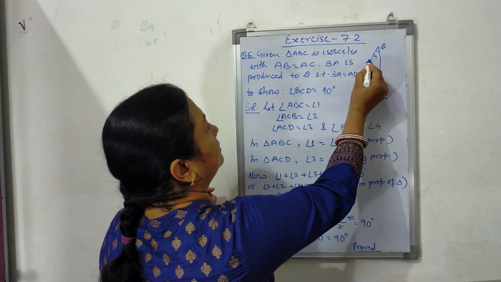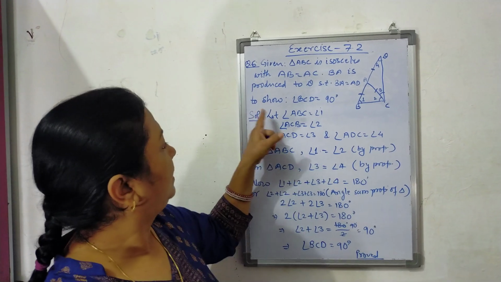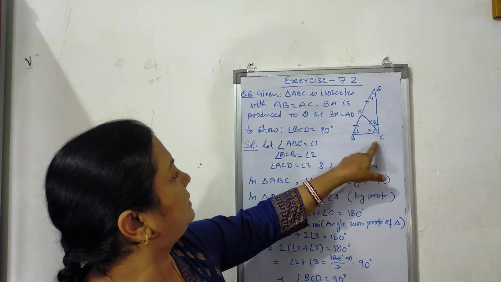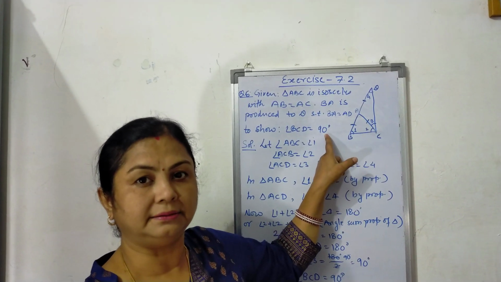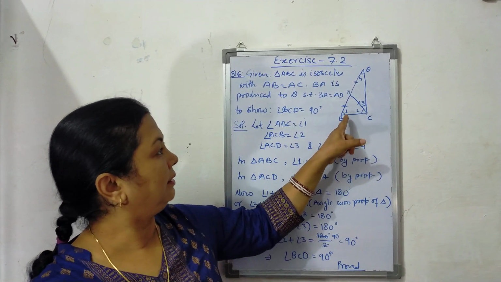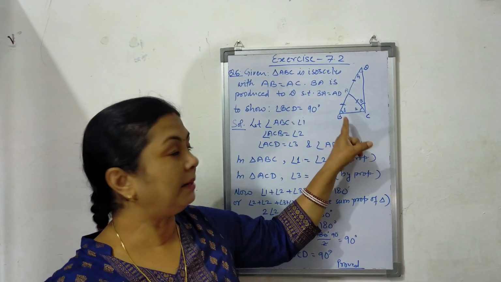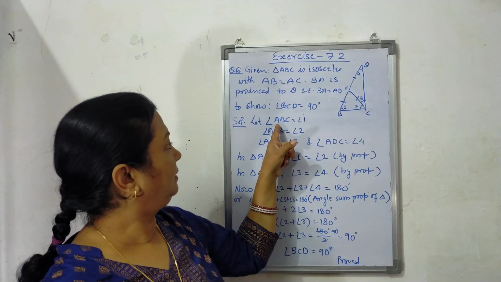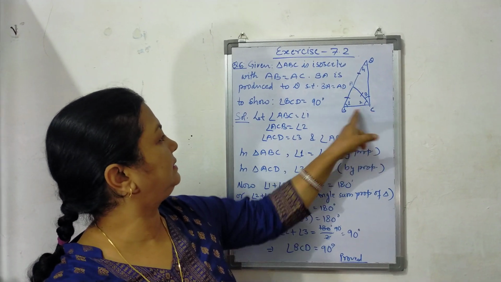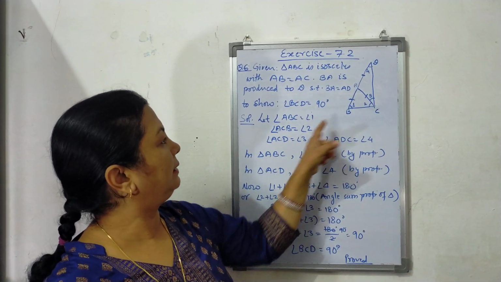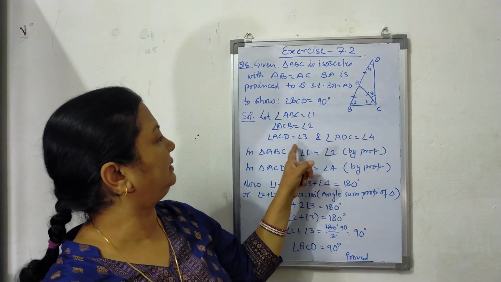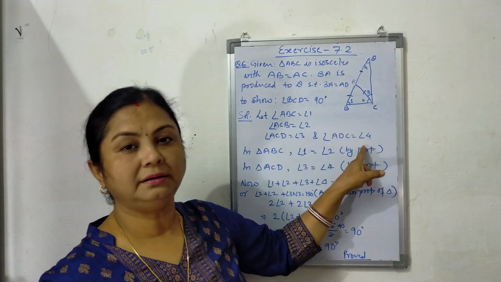These sides are equal, and we need to show that angle BCD is a right angle. So for our convenience, I have marked numbers against the angles. Angle ABC is marked as angle 1, angle ACB is marked as angle 2, angle ACD is marked as angle 3, and angle ADC is marked as angle 4.